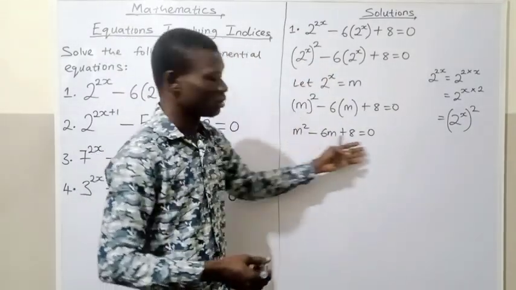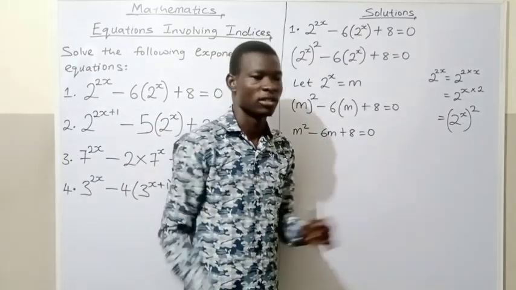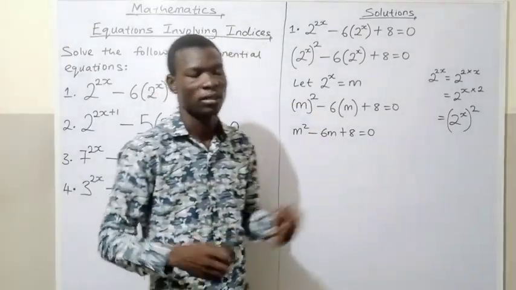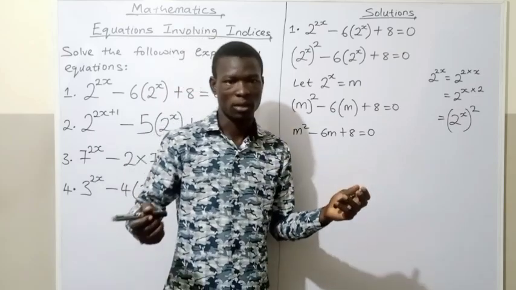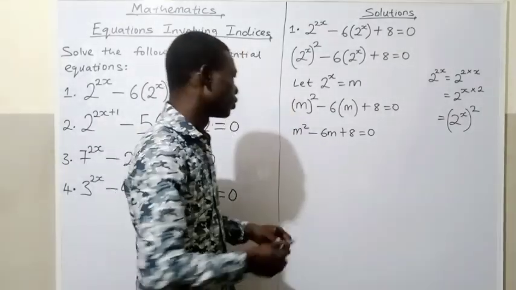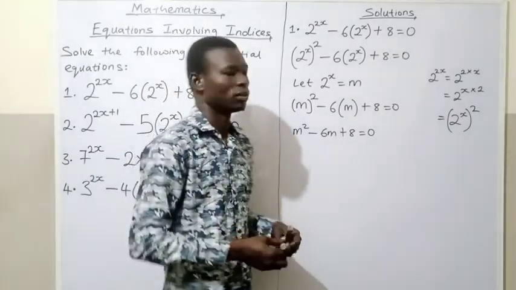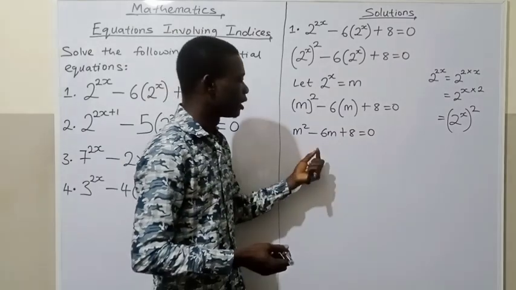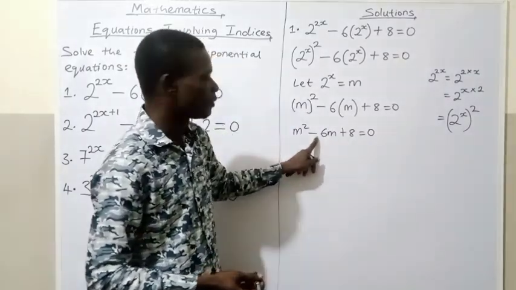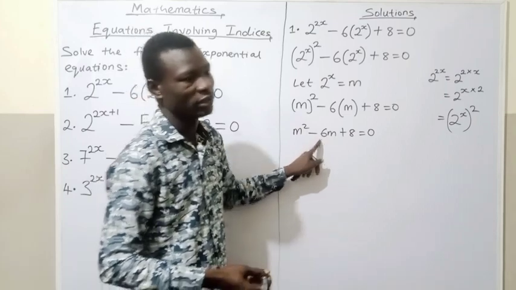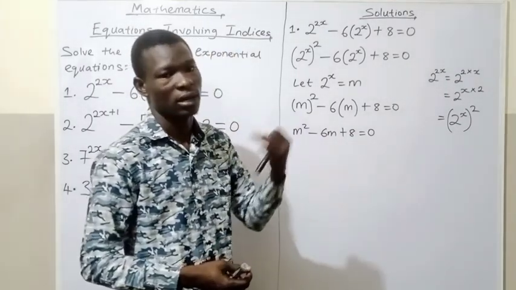Now, we are going to solve this quadratic equation. Any method of your choice is allowed. If you like, you can use the factorization method, or the quadratic formula, and if it is the completing the square method that is good for you, you are good to go. So I'll be using the factorization method. In factorizing, I'll look for two numbers such that if I multiply, they are going to give me positive 8, and if I add them, they are going to give me negative 6. And those two numbers are minus 4 and minus 2.